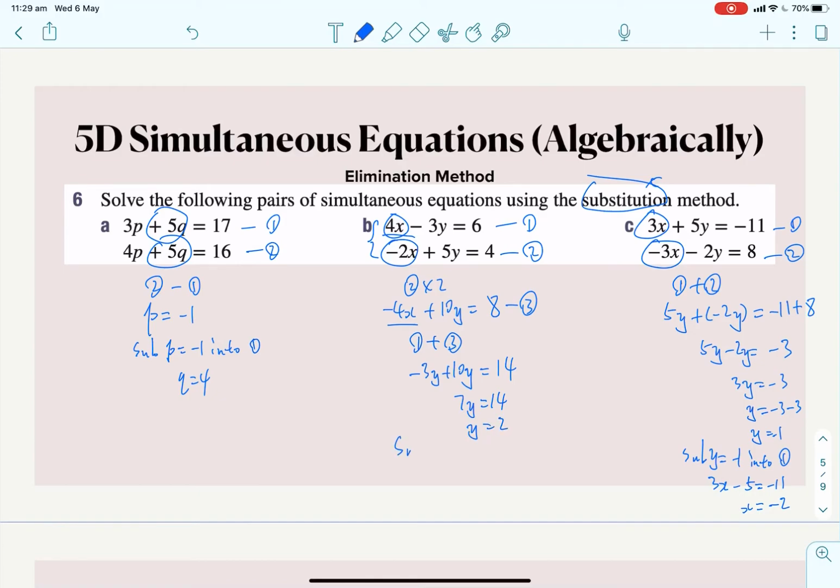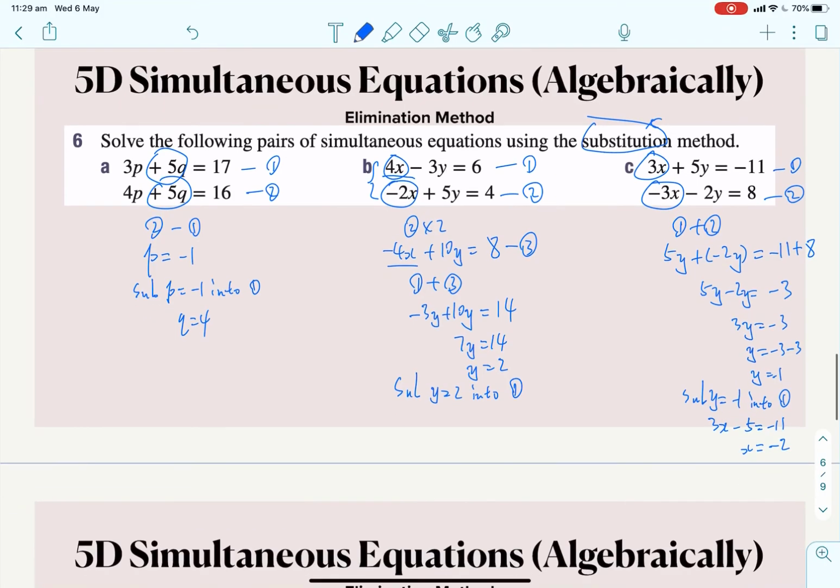Okay, and then we can substitute y equals 2 into any of the equations here. I would like to do one, small number. Okay, so 4x minus 2 times 3 is 6 equals 6. That moves to the outside, so we got 4x equals 6 plus 6. 4x equals 12. X equals 3. Okay. X equals 3. Y equals 2. Cool.